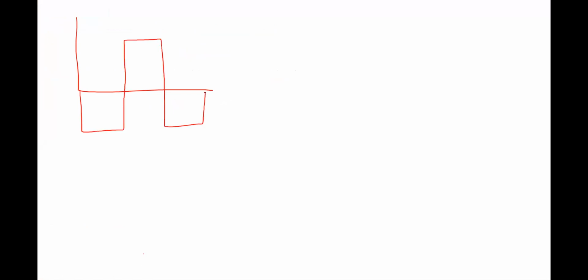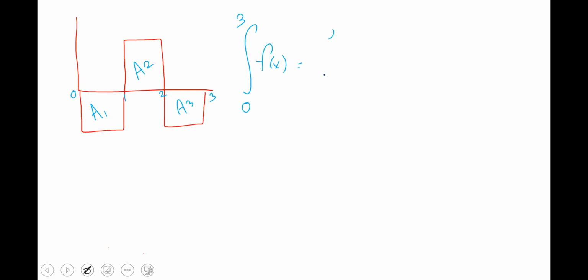Now I want to ask you questions like this. If you have a shape like this, and here you have 0, 1, 2, and 3, with area 1, area 2, and area 3, and I ask you to find the integration from 0 to 3 of f(x), what do you have to do? Look at these shapes here. How many shapes do we have? Three. So I will say from 0 to 1, from 1 to 2, and from 2 to 3.